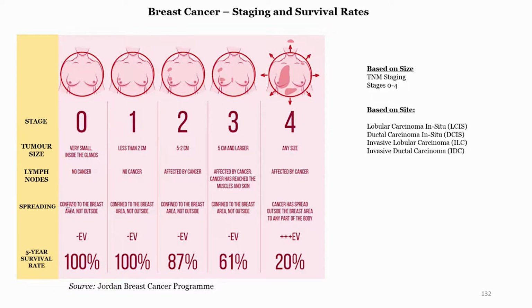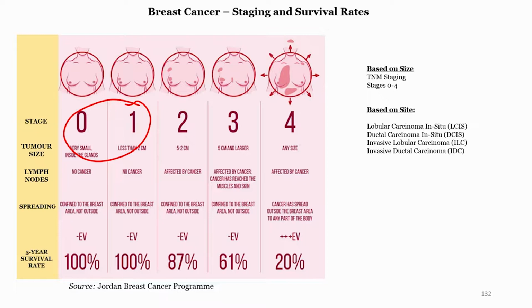In lymph nodes there is nothing, no spreading, and the 5-year survival rate is about 100%. For 2 centimeter stage 1, again there is nothing in the lymph nodes, and it is confined to the breast area, not outside, which is a good point, and 100% is the 5-year survival ratio. So this too is where we should identify a patient.